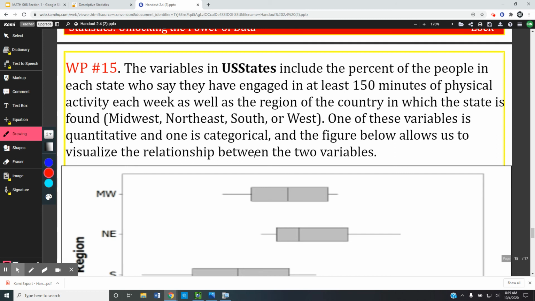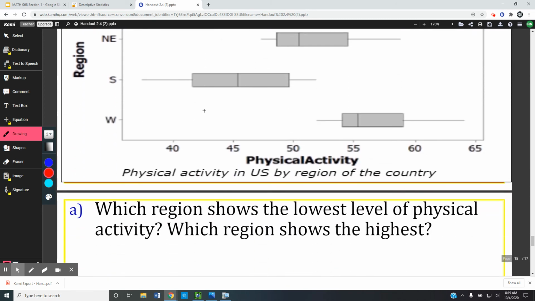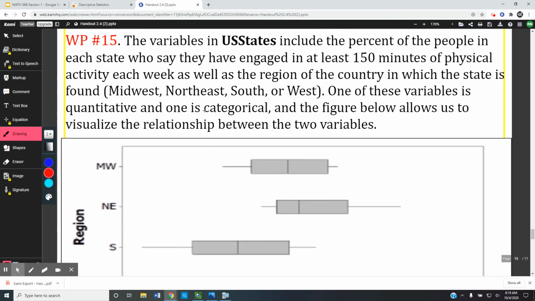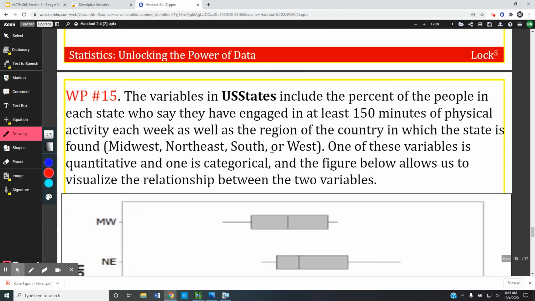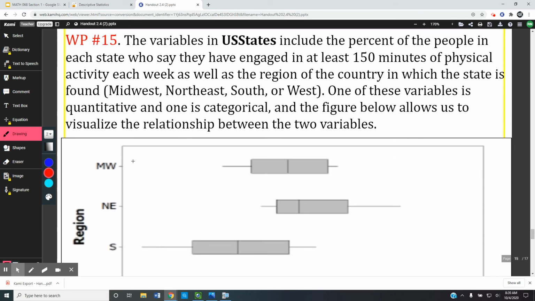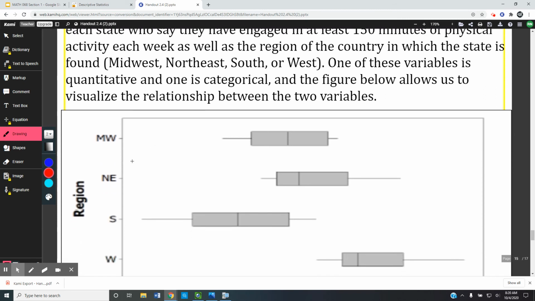I think I'll let you do this one. All it does is talk, again, about regions and physical activity. Actually, we could do it. It's not that bad. It won't take too long. So the variables in the US states include the percentage of people in the states who say they have engaged in at least 150 minutes of physical activity each week. So they give us Midwest, Northeast, South, and West. One of these variables is quantitative and one of them is categorical.